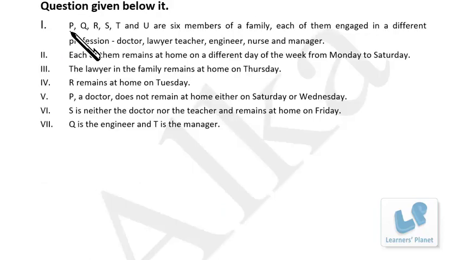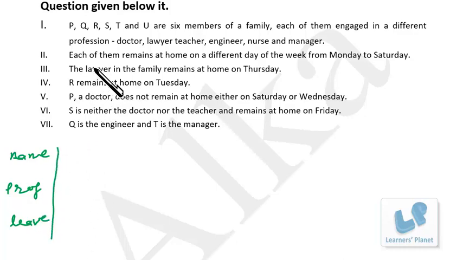PQRSTU are 6 members of family, each of them engaged in a different profession, and each of them remains at home on a different day. So I just write name, profession and leave day. Monday to Saturday. The lawyer in the family remains at home on Thursday. So lawyer Thursday. R remains at home on Tuesday. So we can have R and Tuesday combination.